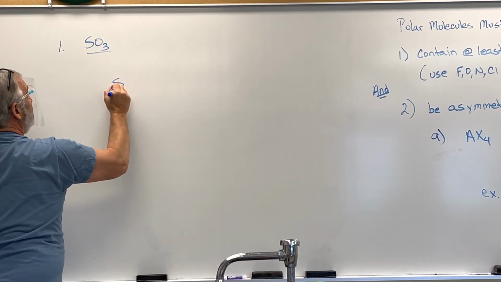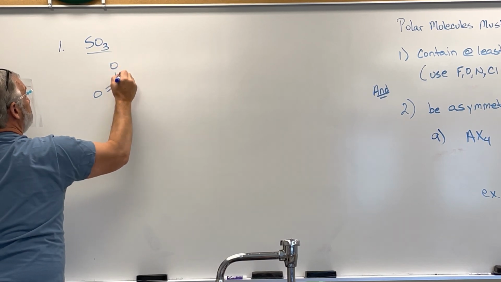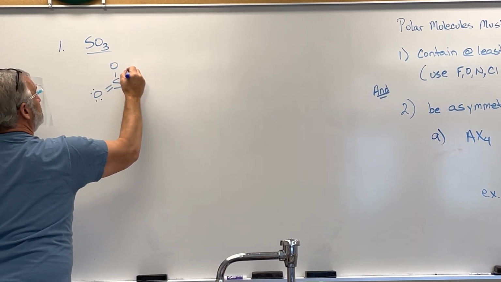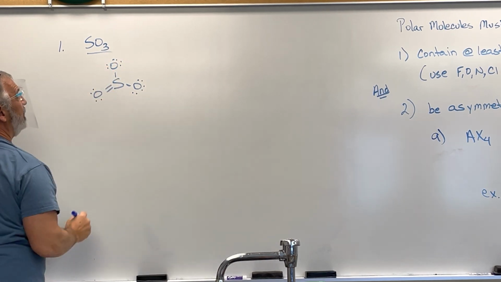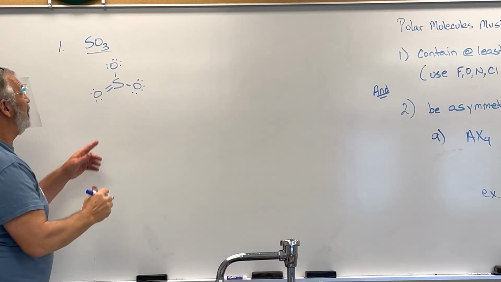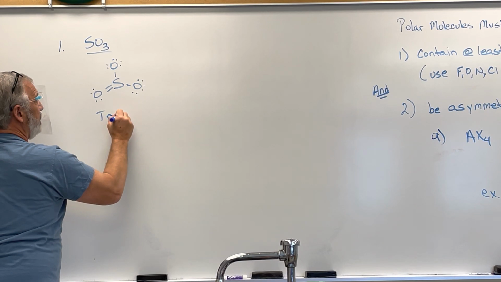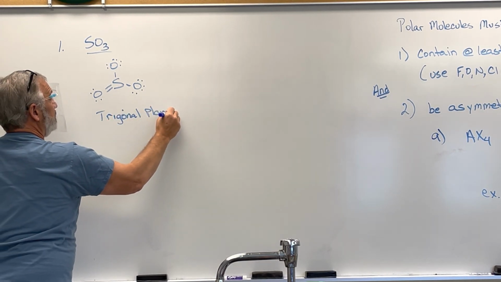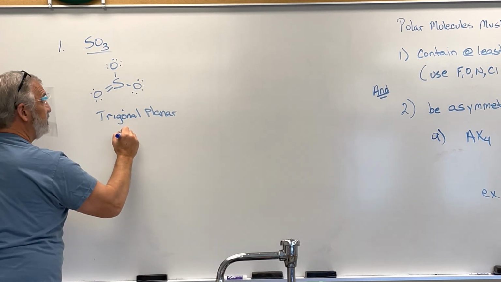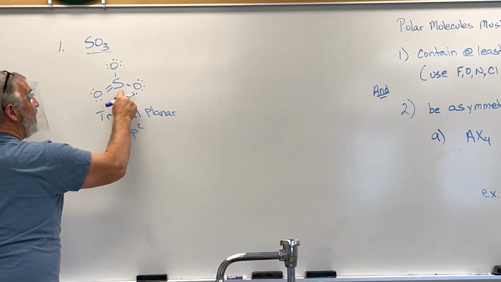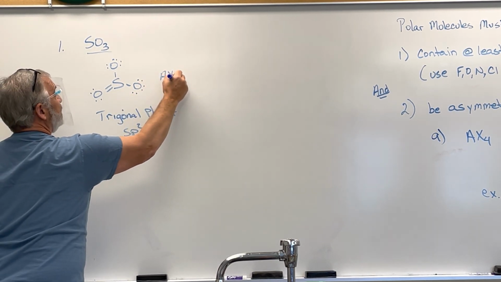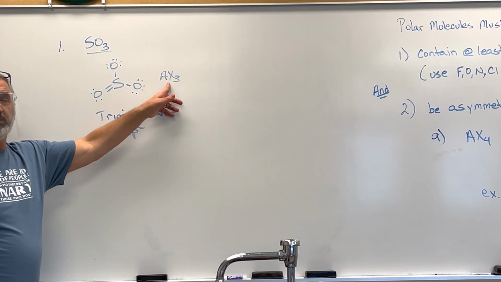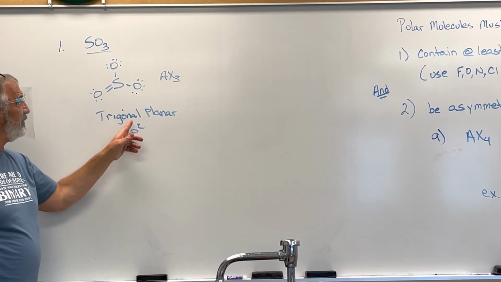Okay, so we already have the Lewis dot structure drawn. Okay, looks like this. So I know this shape is trigonal planar. The type of hybridization is what? SP2. Okay, because AX3 is my general formula, not the shape, it's my general formula. Okay? 2 plus 1 adds up to 3.